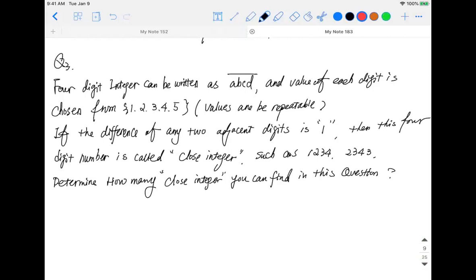If the difference of any two adjacent digits is 1, then this 4-digit number is called a close integer. It's a kind of definition, right? They always ask you something like this. If you're familiar with Euclid, it's always something like we define a specific thing. I give you an example: 1, 2, 3, 4, or 2, 3, 4, 3. To answer Andy's question, yes, they're not necessarily increasing. They can go up, go down, right? Not necessarily increasing or decreasing. With all this information, please try to tell me how many close integers can be defined in such a problem.